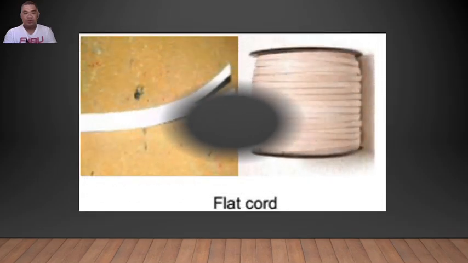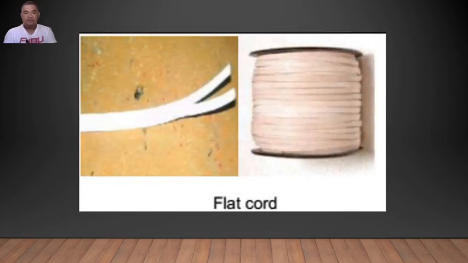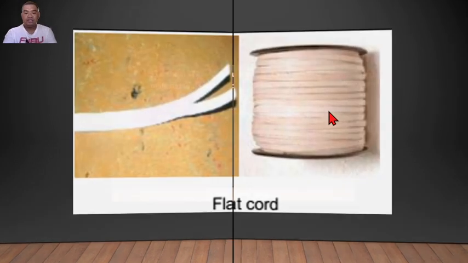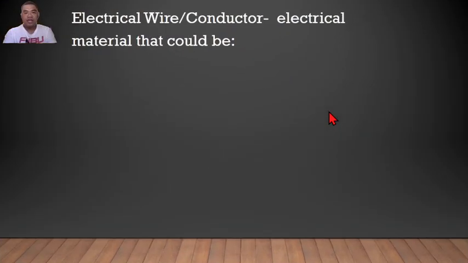Okay, so we have here the appearance of a flat cord. It is duplex, meaning two in one, no? So two wires in one assembly here, no? So this is a piece of flat cord. This is one roll of a flat cord.